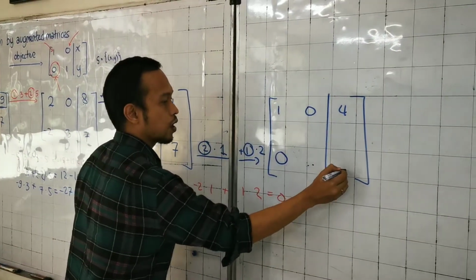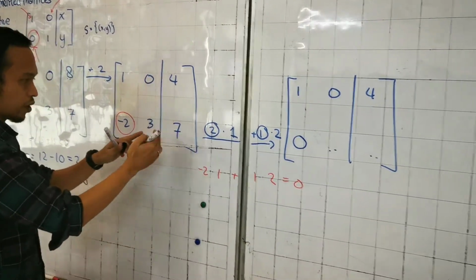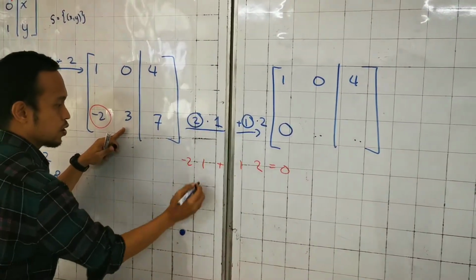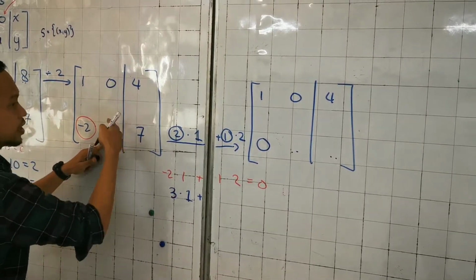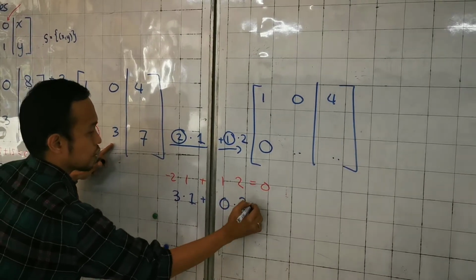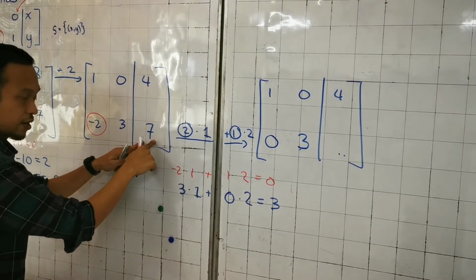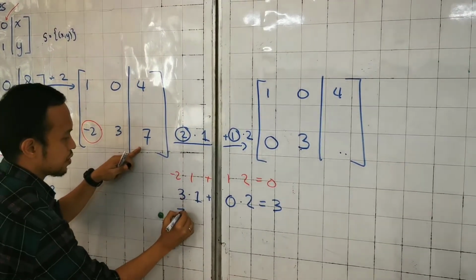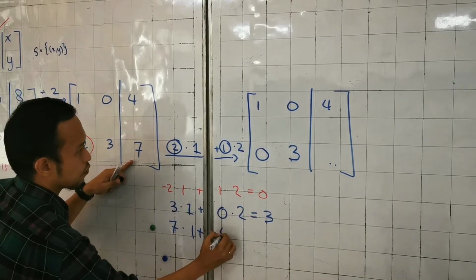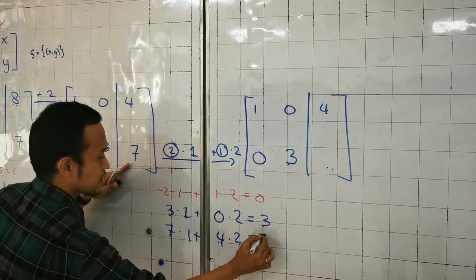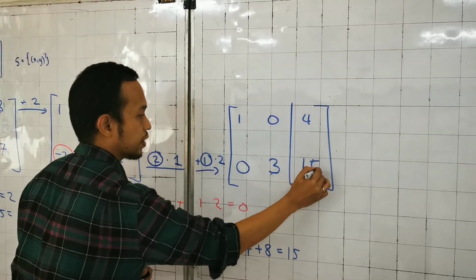Next, we need to convert the rest of the elements of the second row by using this formula. Let's start with 3. Following these rules, 3 will be multiplied by 1 plus the first row's value of 3, which is 0, multiplied by 2. So it equals 3. This becomes 3. And the last one, 7. Just follow these rules: 7 multiplied by 1 plus the first row's value of the same column, 4, multiplied by 2. So it equals 7 plus 8 equals 15. So I will have 15.